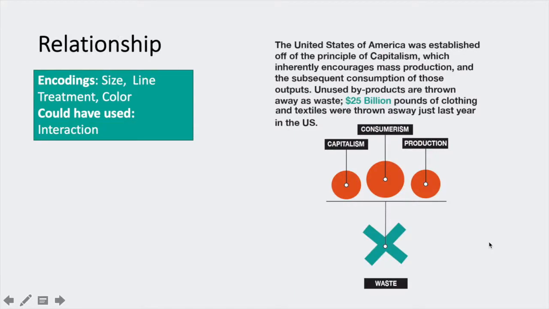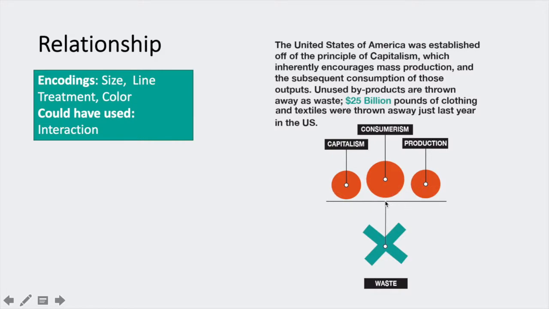So relationship, which is a visual potential that's used to show connections between different things, was used here in my model. Here I use size and line treatment as well as color to show the relationship between these terms. So size shows the relationship between the circles, and the larger circle pointing to consumerism, which is my topic.